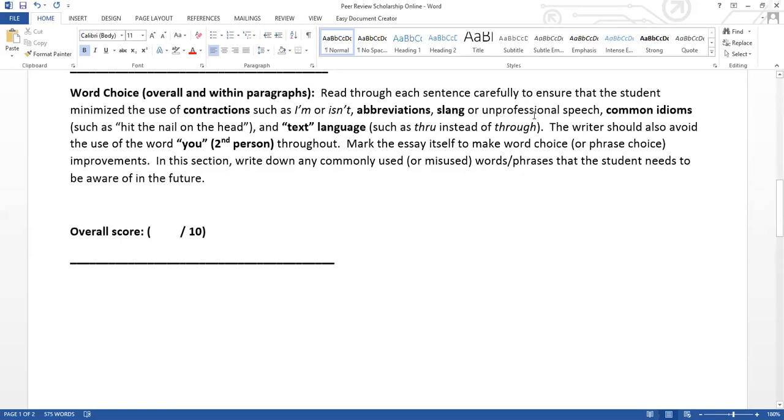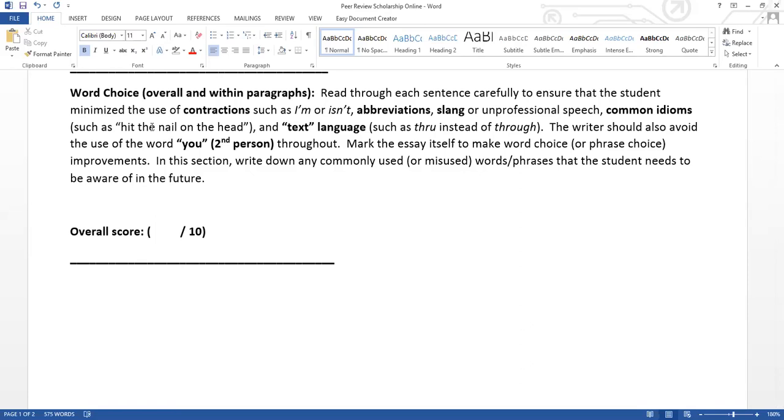Slang and unprofessional speech, we want to get rid of that. Common idioms, students maybe don't think of things like hit the nail on the head or hit the jackpot or something like that. It doesn't even have to include the word hit, but common sayings that make us seem a little bit more unprofessional. It's okay to have that. Some professors will refer to these as cliche terms.